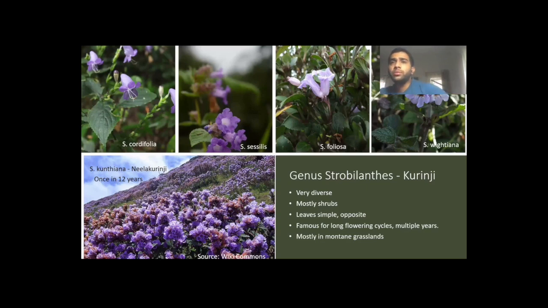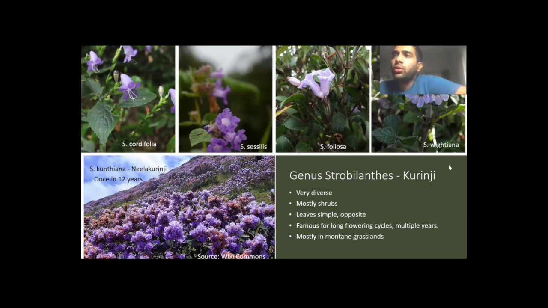the entire hill slopes can look like this. And you find them a lot in these high elevation grasslands, mainly in the southern Western Ghats, Munnar and Ooty and all these sites you can find it. Not so common in Karnataka actually, this exact species, but there are many species in Strobilanthus.